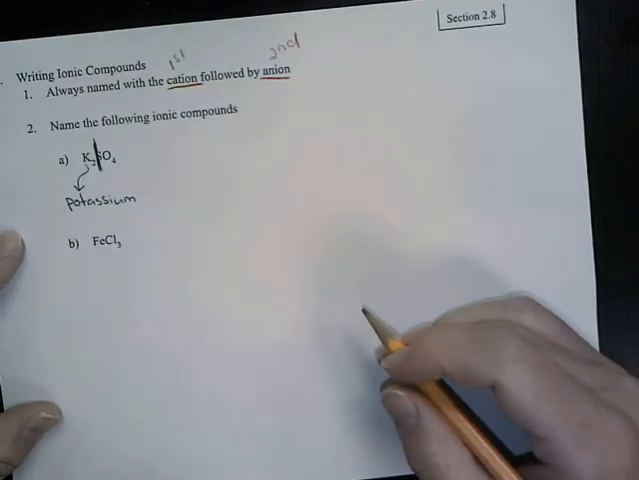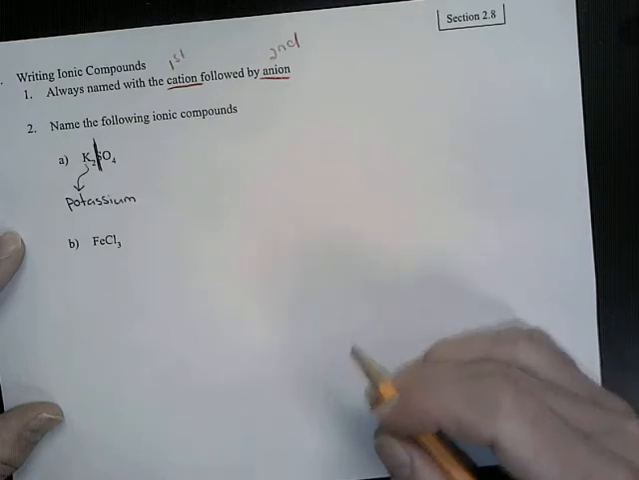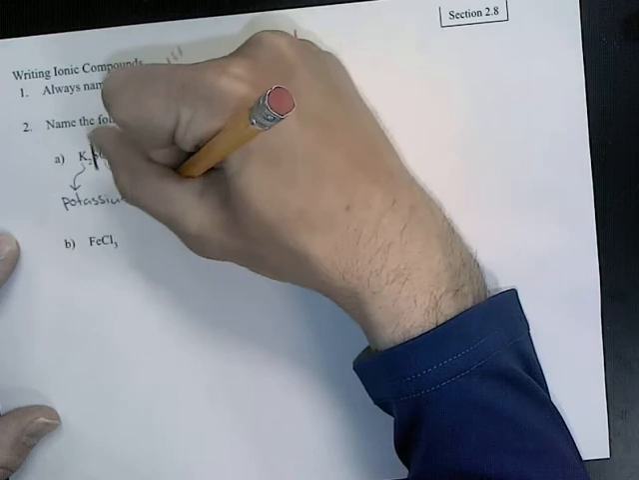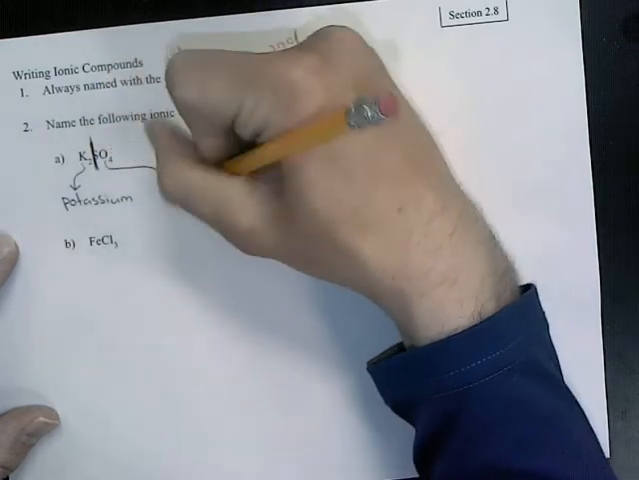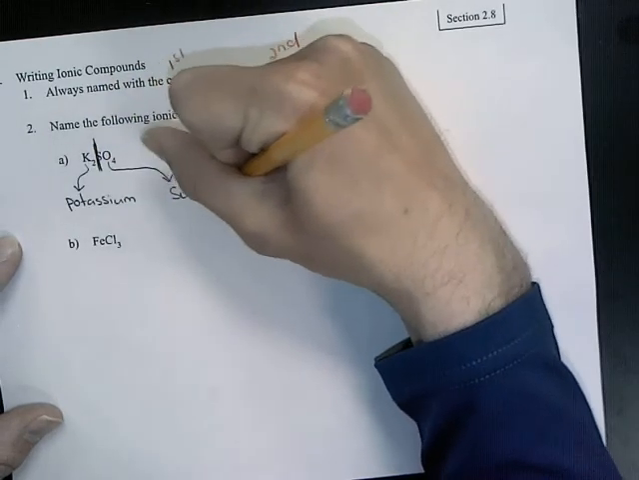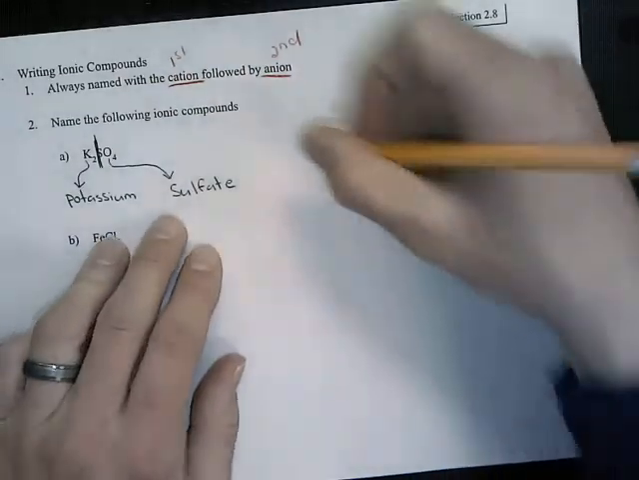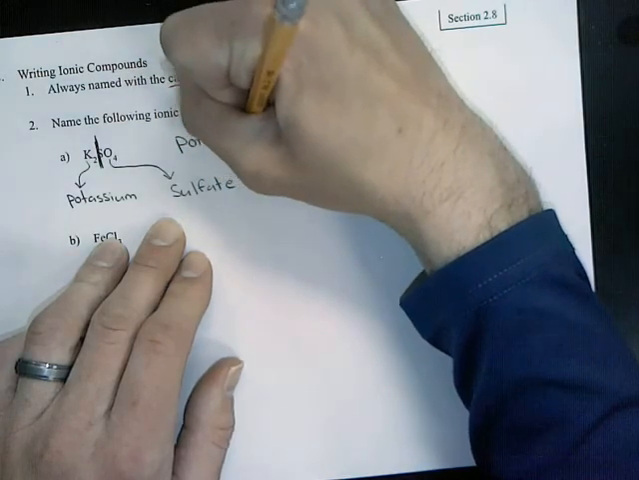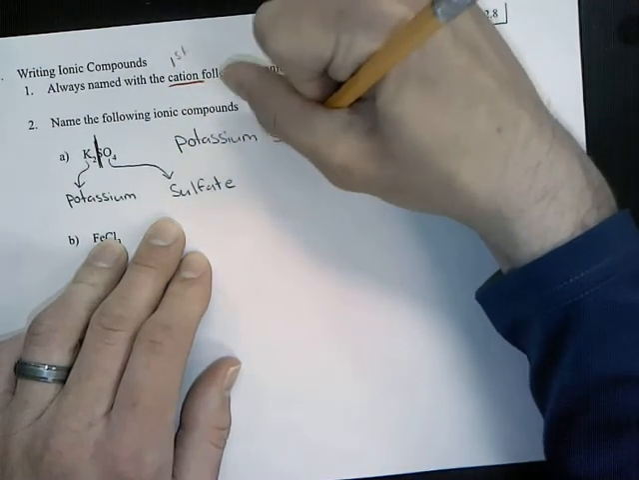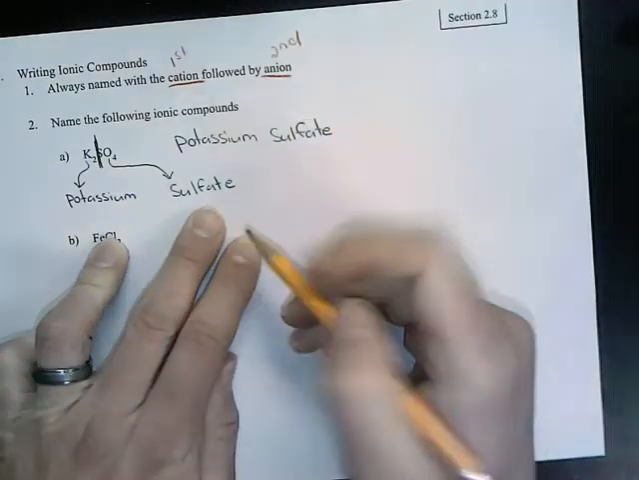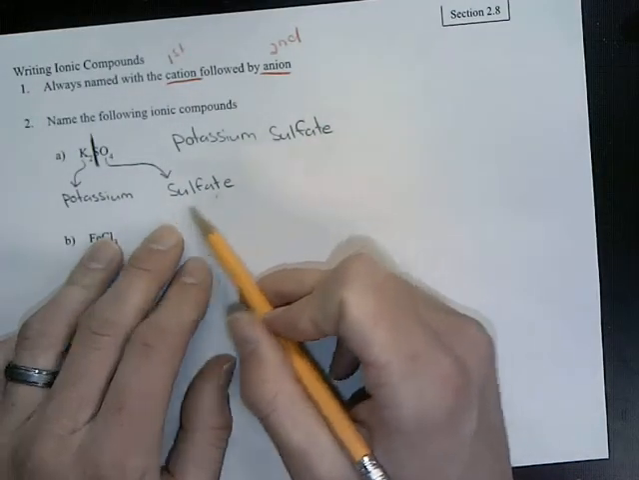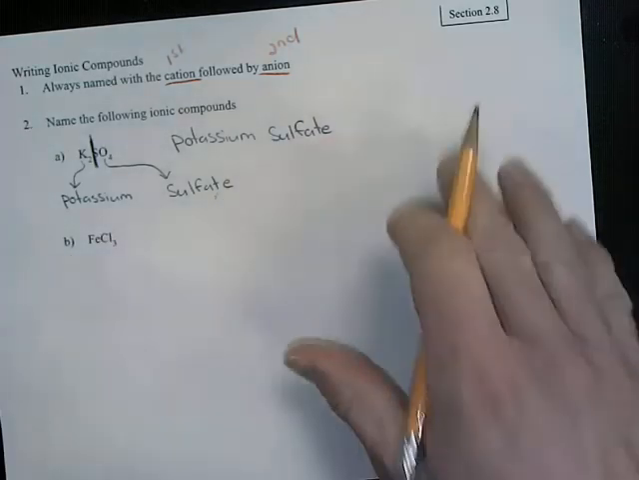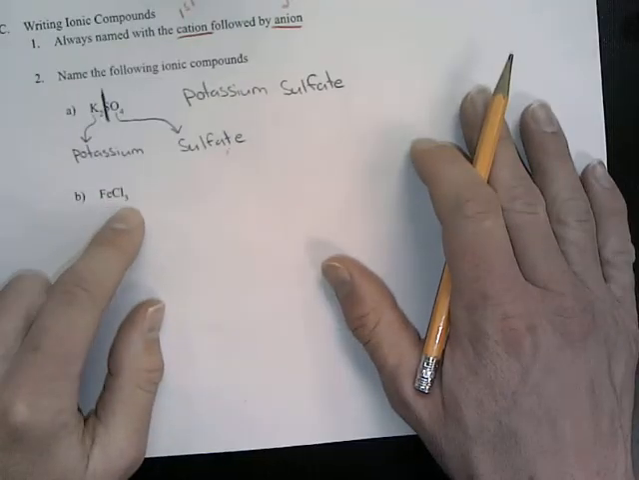And then we look up SO4. You should have a familiarization, but if you don't, look it up on that chart. You write down sulfate. So the name of K2SO4 is potassium sulfate. Pretty easy. And the reason I did not change the name here is because this is polyatomic. Now we get down to FeCl3.